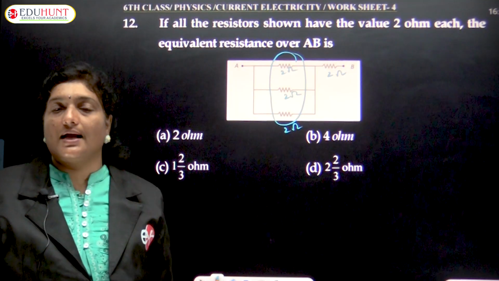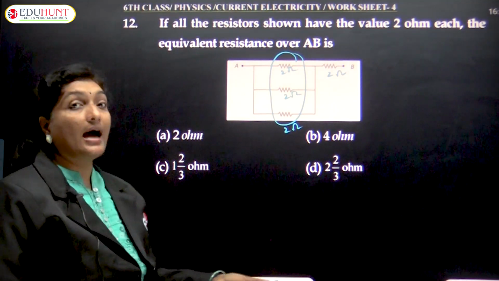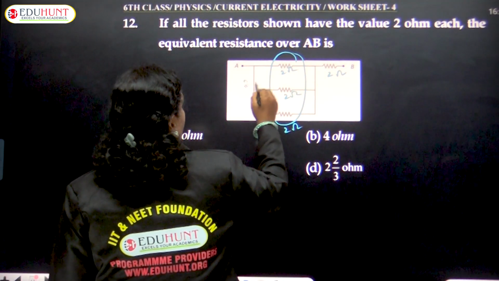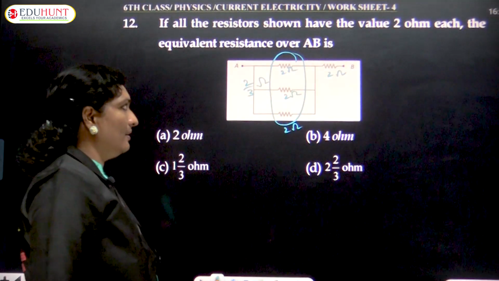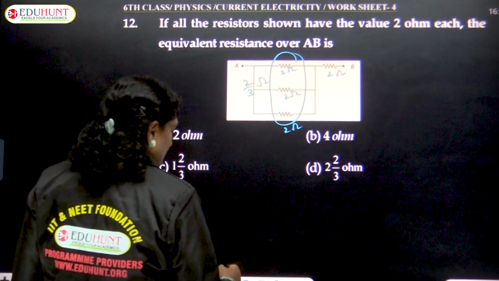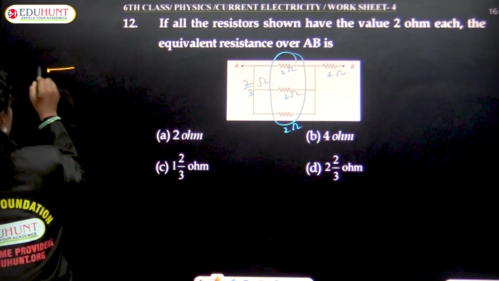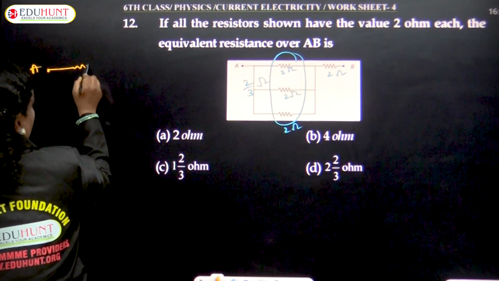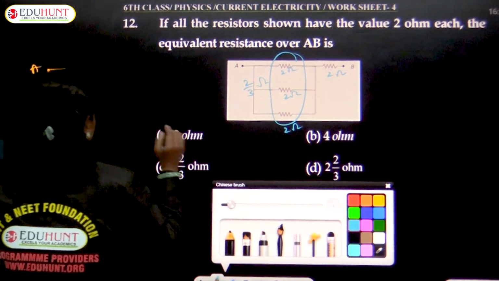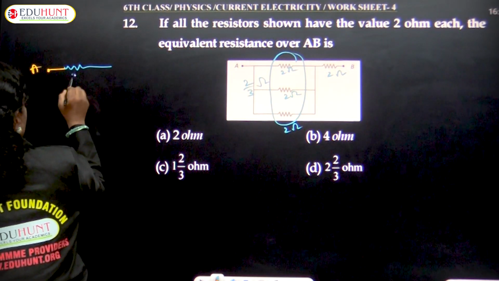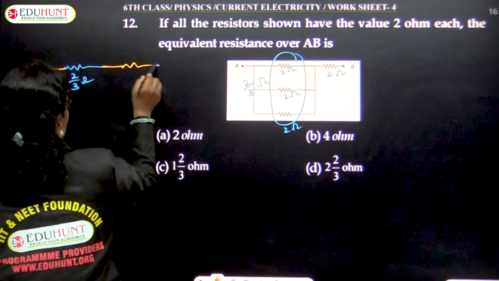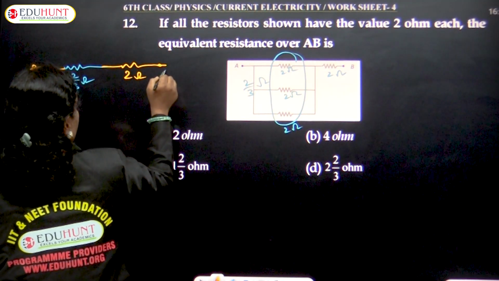3 equal resistors are connected in parallel. The resultant will be R by 3, but R is 2, so the resultant value will be 2 by 3 ohms. Now the simplified circuit diagram is something like this. We have the terminal A, the simplified part here, and this is your 2 by 3 ohm. Further it is connected to a 2 ohm resistor and hence to terminal B.